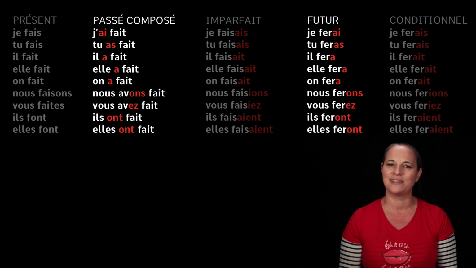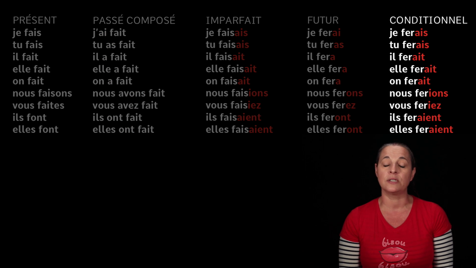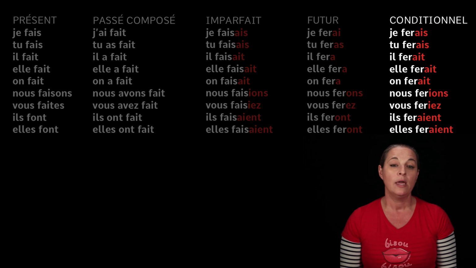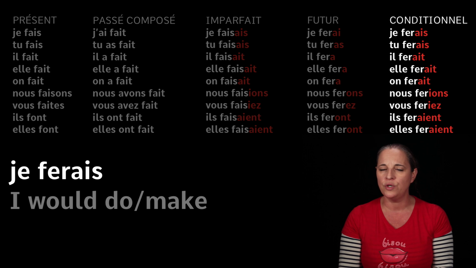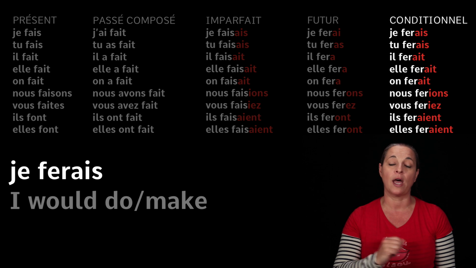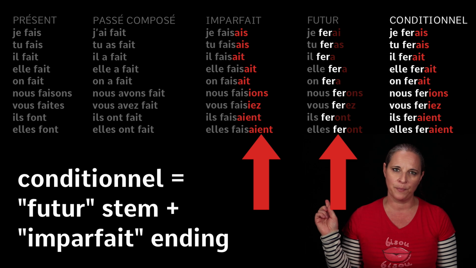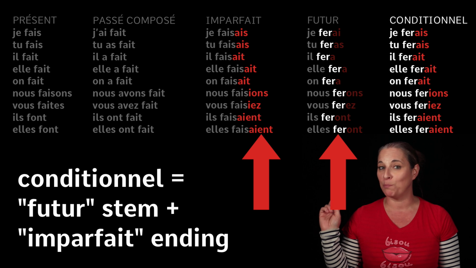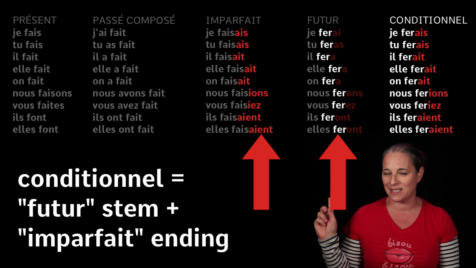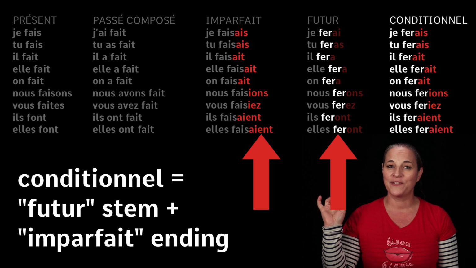There is a pattern. Now, let's have a look at the last tense, which is the conditional. Now, you're going to tell me, what is the conditional? Well, in English, it's when you say I would. So, I would do or I would make. Now, how do you do that? You take the stem of the future tense, which is fer, and you add the endings of the imperfect tense. Whoa! Now, have a look at the imperfect tense endings: ais, ais, ait, ions, iez, aient.